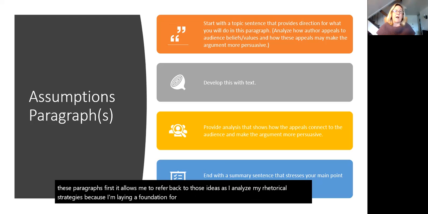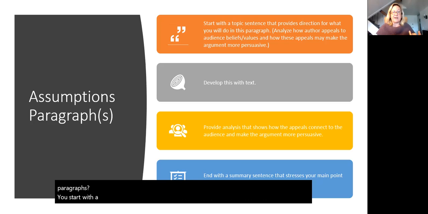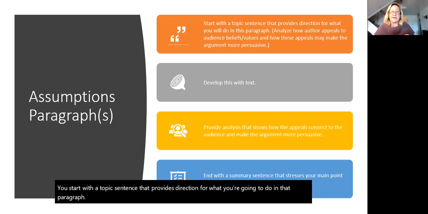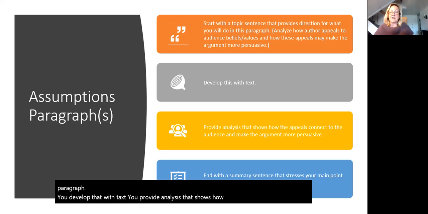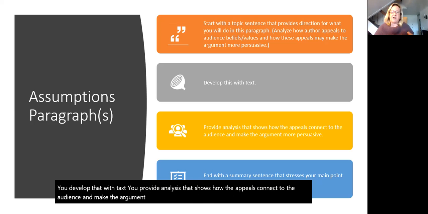Now, how do you write audience assumption paragraphs? You start with a topic sentence that provides direction for what you're going to do in that paragraph. You develop that with text. You provide analysis that shows how the appeals connect to the audience and make the argument persuasive. And then every paragraph ends with a summary sentence that stresses your main point.